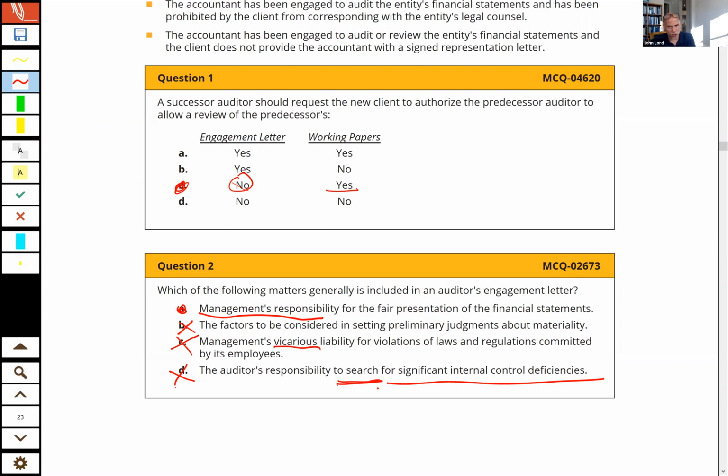We are not there to search for internal control deficiencies. That's not the nature of the engagement and financial statement audit. And so certainly the engagement letter would not talk about that.